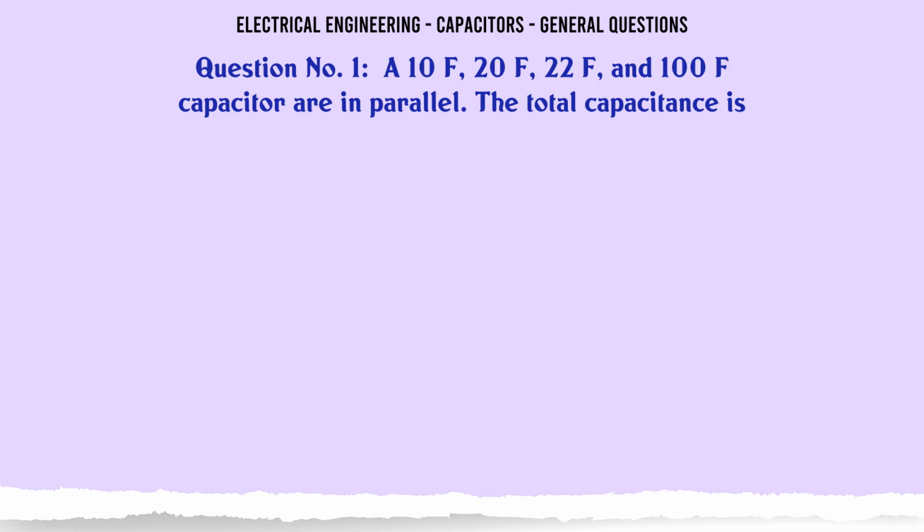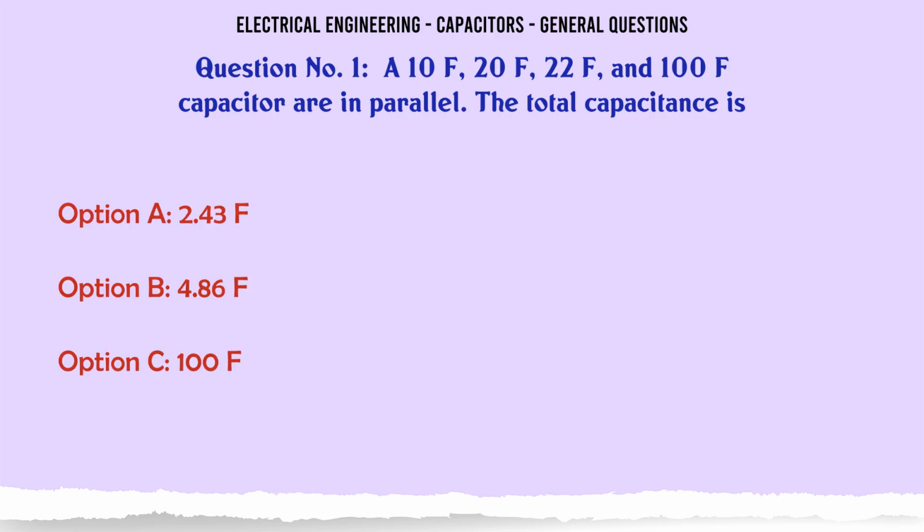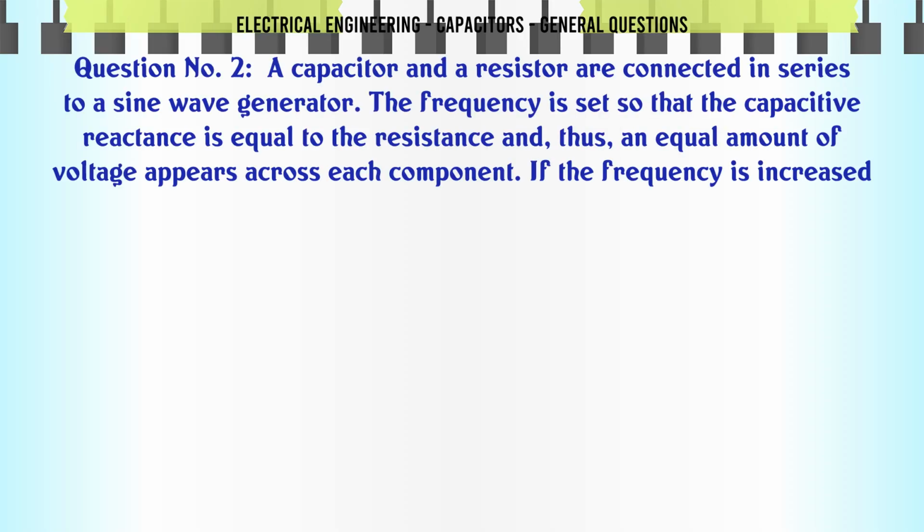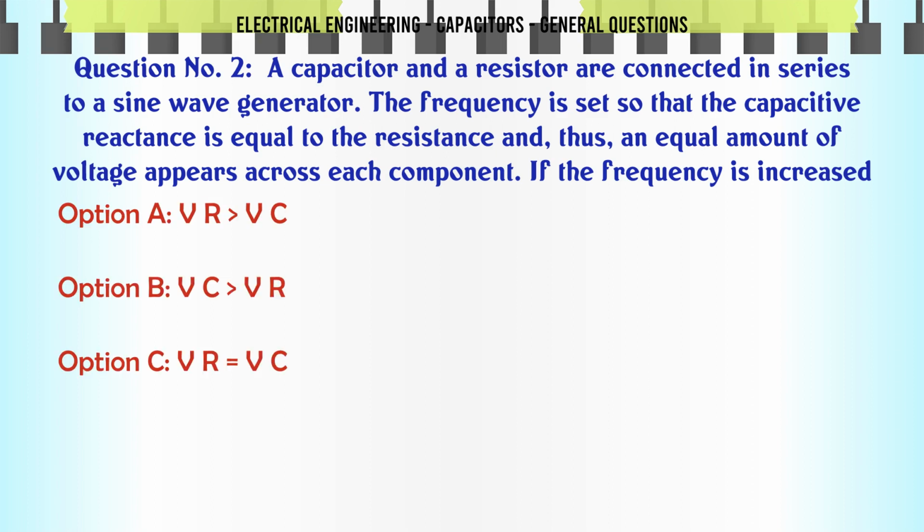A 10 µF, 20 µF, 22 µF, and 100 µF capacitor are in parallel. The total capacitance is A 2.43 µF, B 4.86 µF, C 100 µF, D 152 µF. The correct answer is 152 µF. A capacitor and a resistor are connected in series to a sine wave generator.